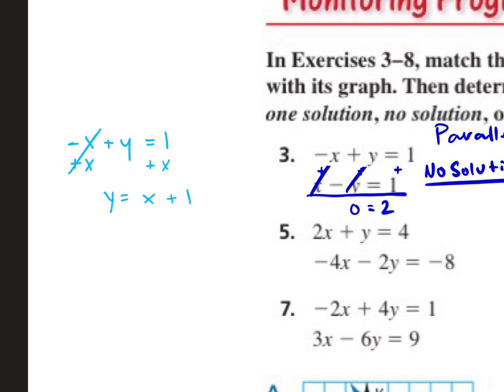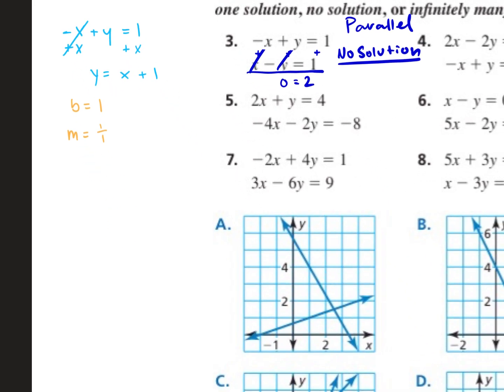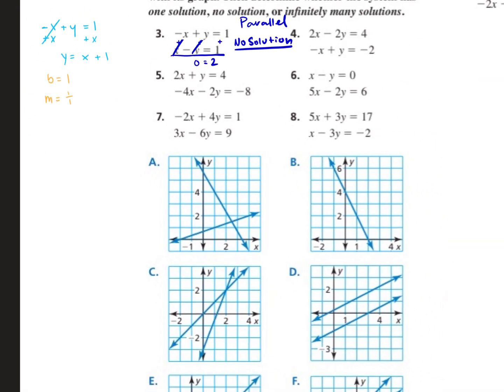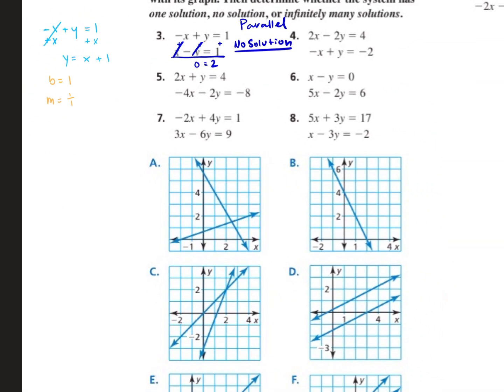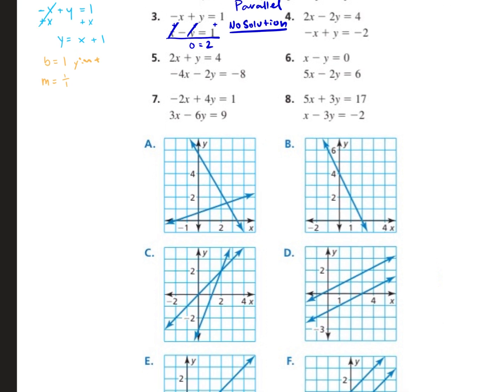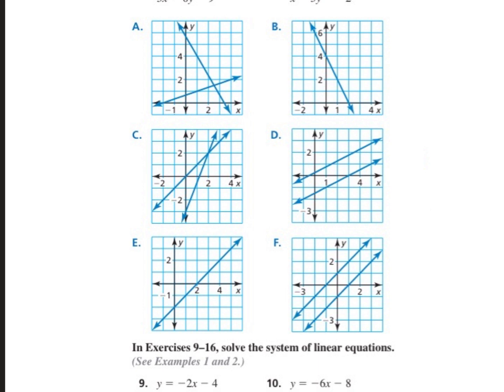So now we want to figure out, what's my b? 1. What's my slope, my m? 1 over 1, or just 1. So if I were to graph this, I start at 1 on the y-intercept. My b is the y-intercept. So looking at the two graphs that are parallel, I know it's either, which two? F or D.